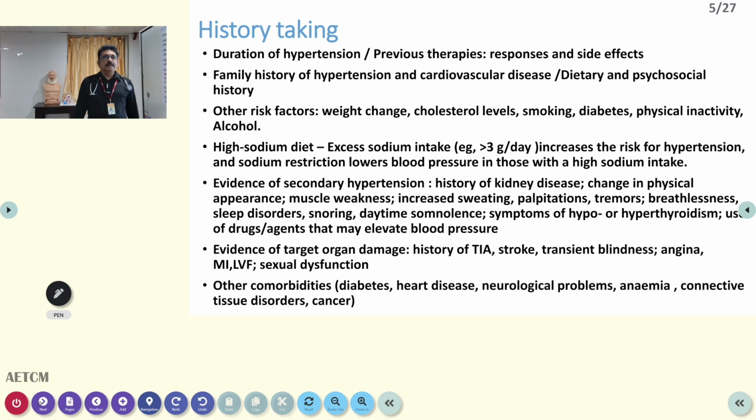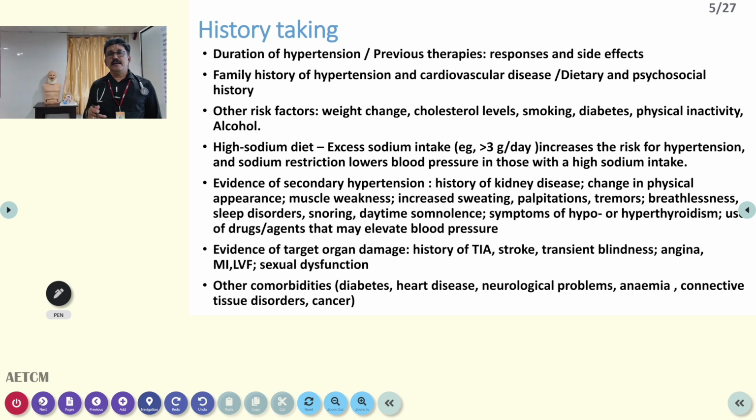Now, when you are taking the history, there are a lot of things we have to ask the patient. Leading questions have to be asked: duration of hypertension, previous treatment regimes, family history of hypertension, family history of cardiovascular disease, family history of diabetes, and dietary and psychological problems of the patient. Risk factors like weight gain, cholesterol levels, smoking, physical activity, and alcohol intake are all important. Then sodium in the diet.